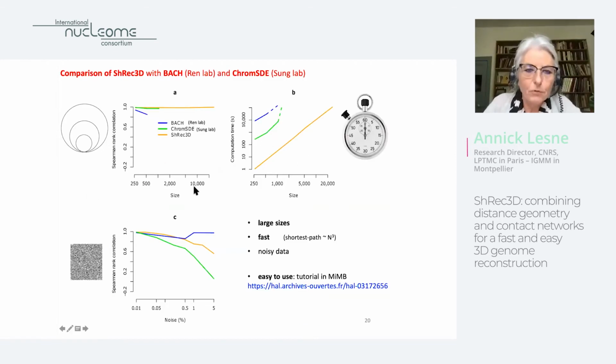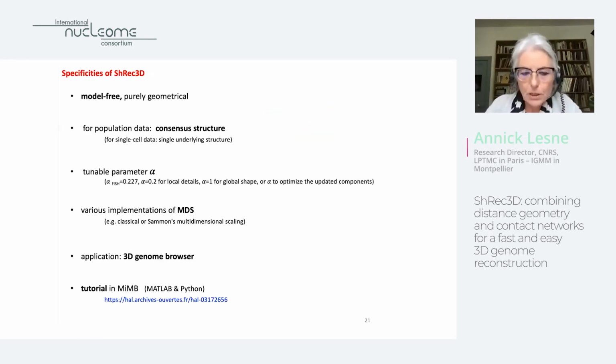This is just an advertisement of the performance of our algorithm, because it can be used for larger sizes than the two competitive algorithms, ChromSDE and BACH. The computer time is very competitive. It is fast. The limiting step is the shortest path, which scales as the length of the genome to the power 3. And it also accommodates noisy data. We could discuss that later because I see that the time is running.